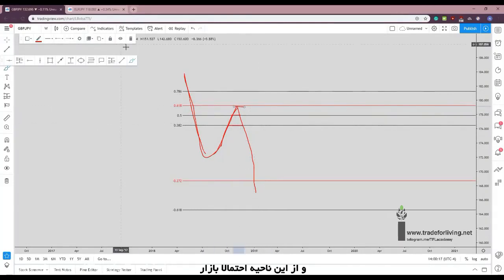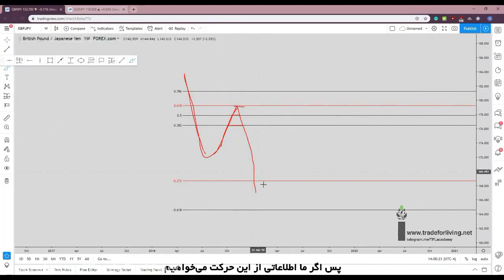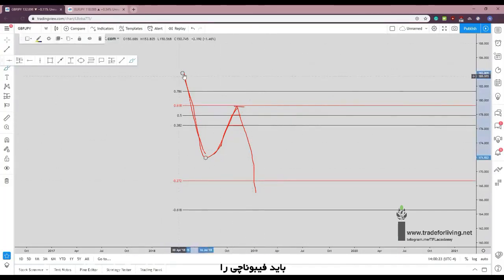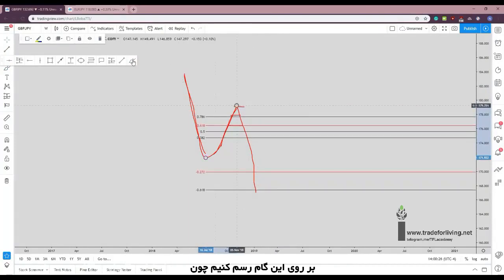Now, when the market will start the next impulse to the downside, basically, if we want information on this impulse, we need to take our Fibonacci on this leg, because now, if the market is impulsing to the downside, this is the previous leg.